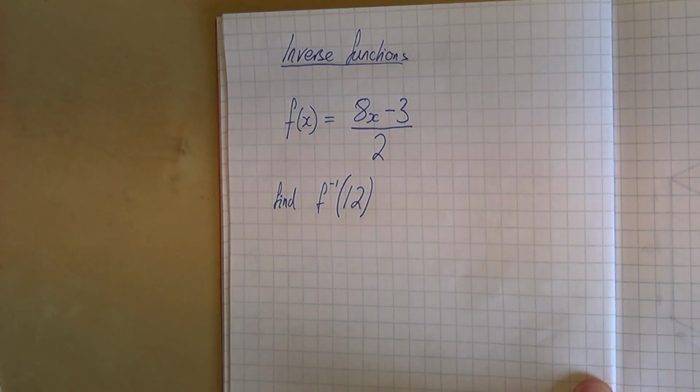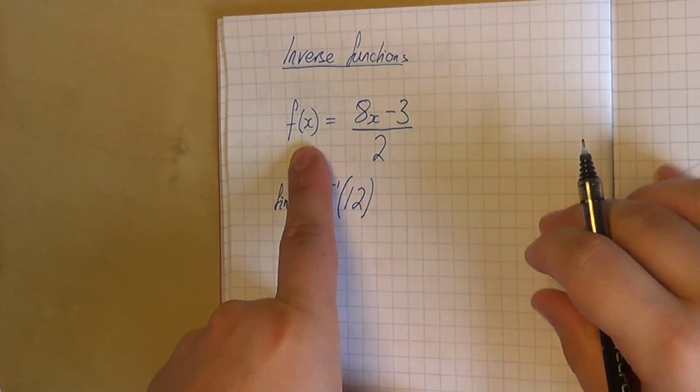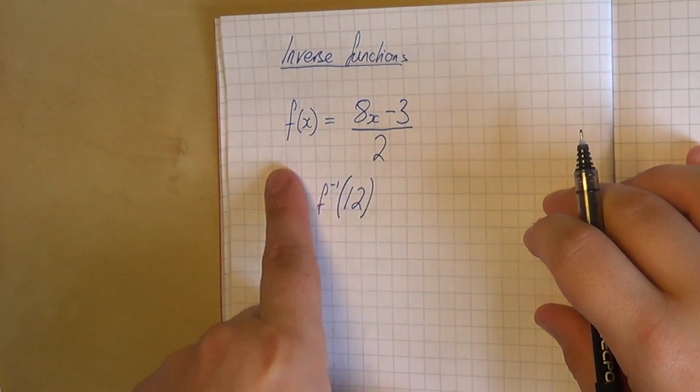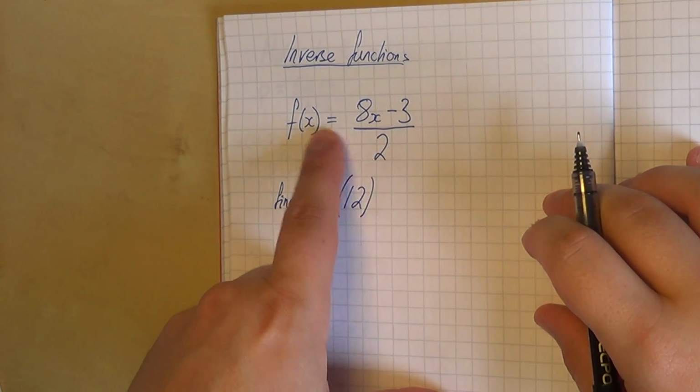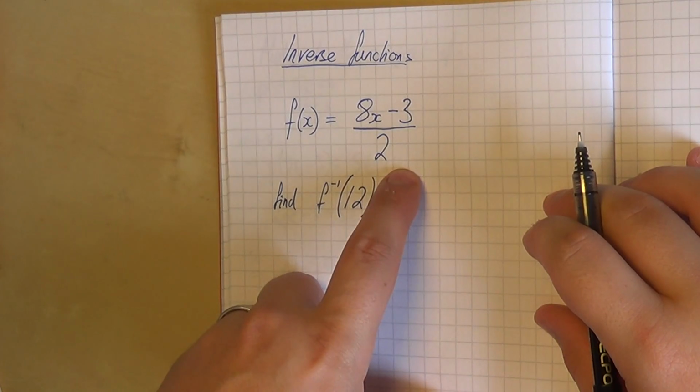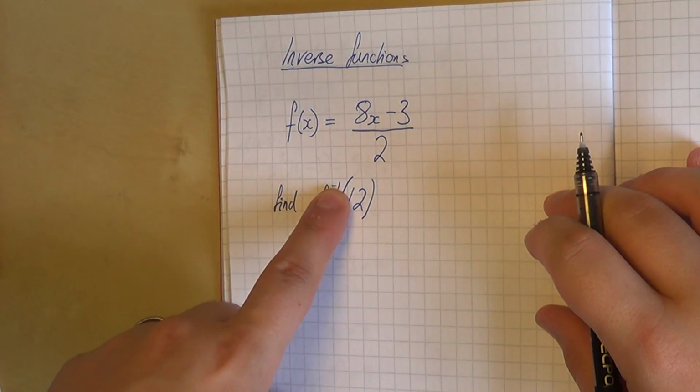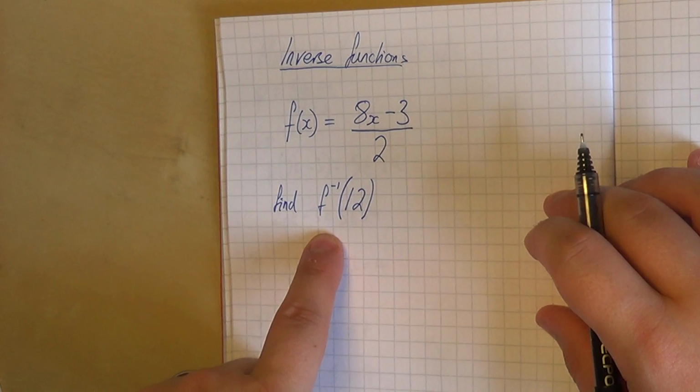Alright, going to look at inverse functions. So there is some function of x, which is this algebra here. What this is saying is pick some input, times it by 8, take 3 and divide the result by 2. This negative 1 in the power here is how we write inverse functions.